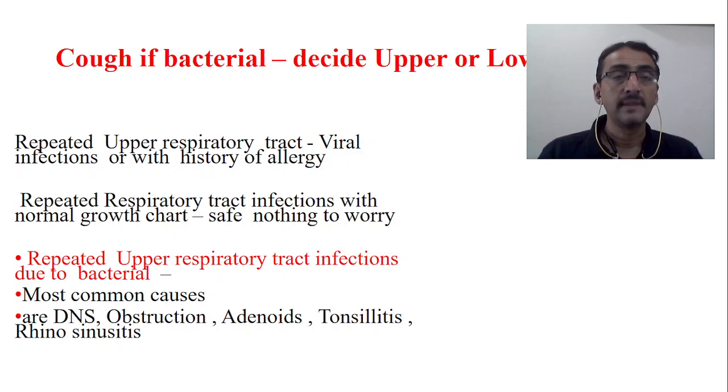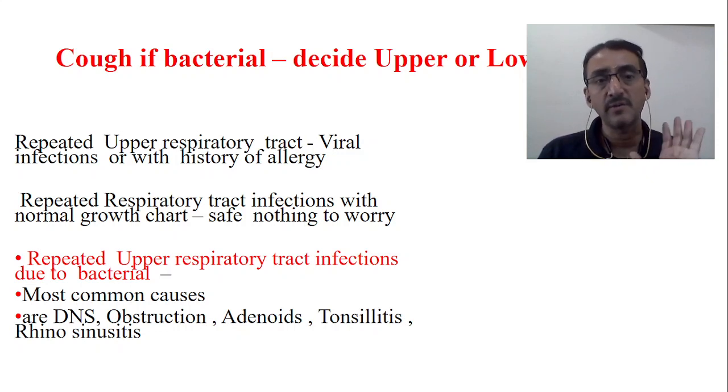when it is there, as we have seen already, viral infections are the most common cause, and allergic manifestations are the second most important cause. Repeated respiratory tract infections with a normal growth chart is safe in both conditions. This is the way to assure the parents. Okay, repeated respiratory tract infection is taking place, but you know that it is either viral or allergy. Then again, go to the growth chart and show it to the parents and assure them: let this infection happen, nothing to worry because the growth chart is normal.